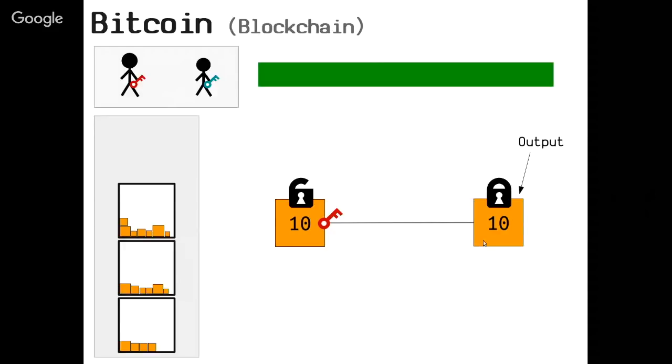I've been calling these batches of bitcoins up until now, but the technical term is outputs. So this is an output, this is an output. All of these batches of bitcoins in the blockchain are also called outputs.